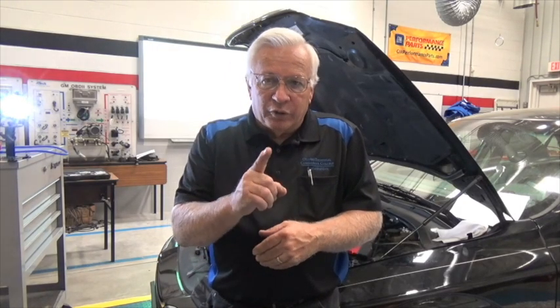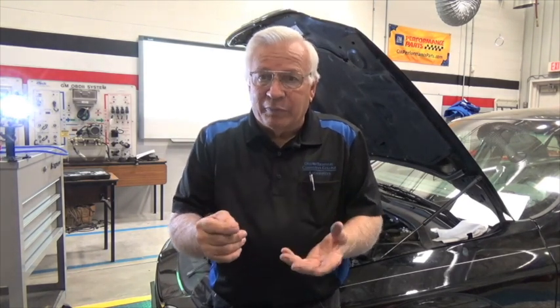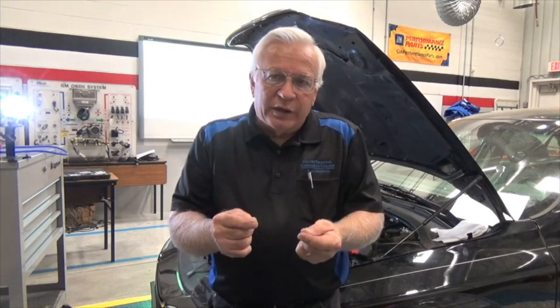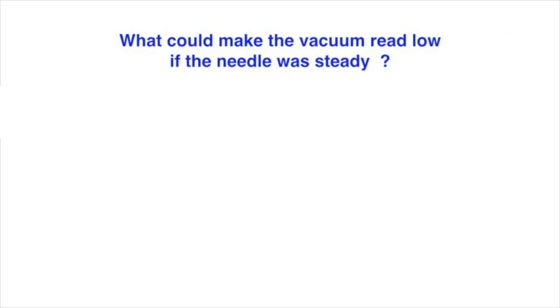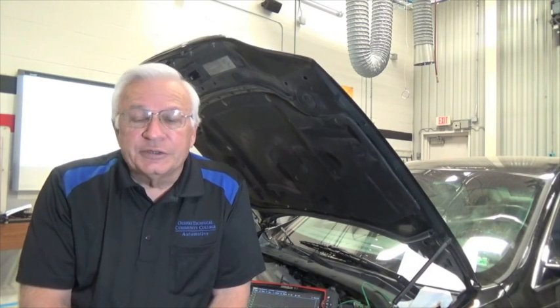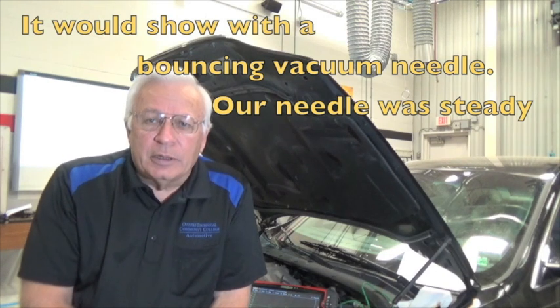Now, do you remember earlier when I was testing vacuum? The needle was firm and fixed. It was not bouncing. So that told me I don't have a mechanical valve problem, but my reading was low. So why was my vacuum reading lower? What could make vacuum read low if the needle was steady? If the timing was off, it could affect vacuum. Now another thing to consider here is timing. What if the timing was off? Well, first off, that would show up in a bouncing vacuum needle. But let's go ahead and prove that the timing's on track.